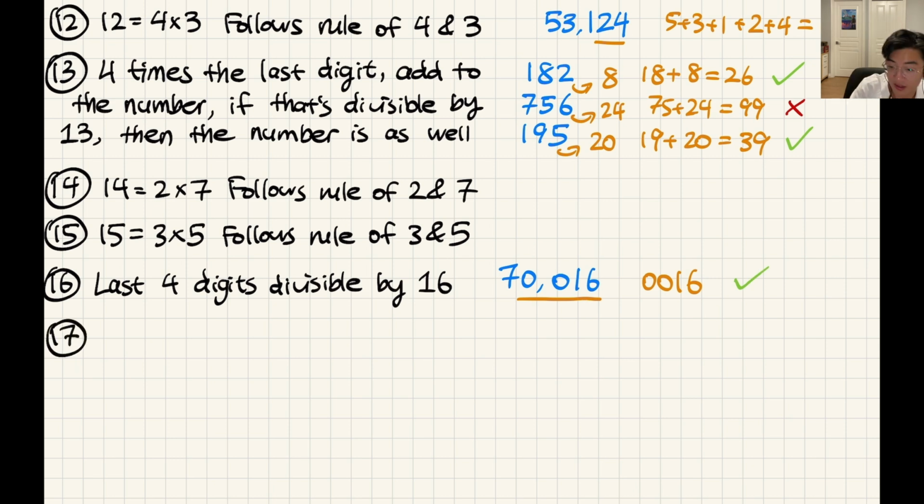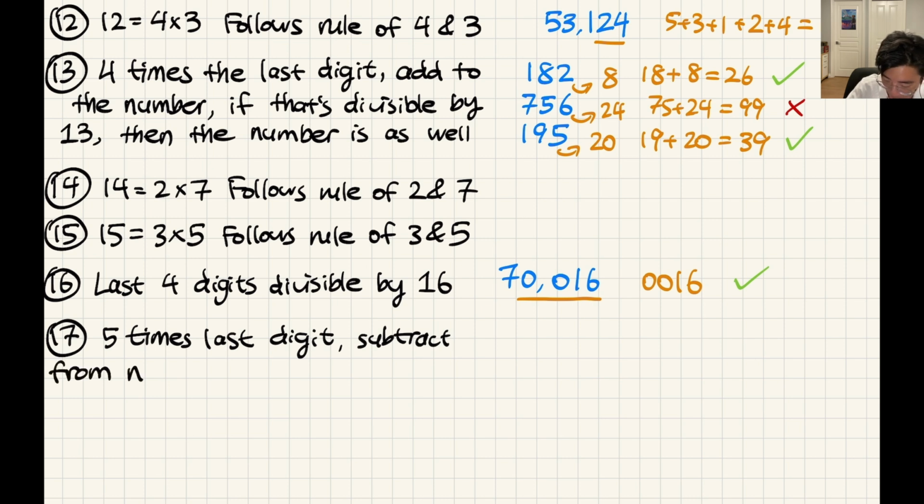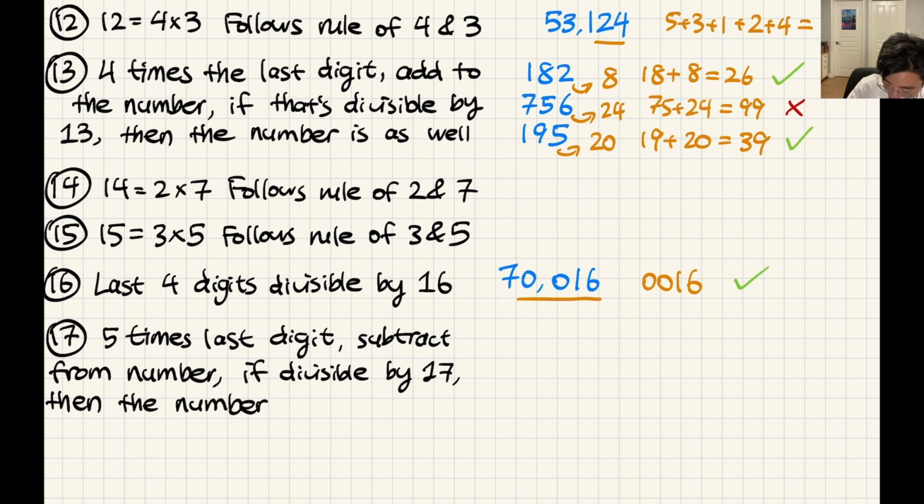Alright, 17. The weird rule again, where instead of 4 times, we got 5 times. So 5 times the last digit. We subtract this time. Confusing for some reason. Subtract it from the number. If that's divisible by 17, then the number is as well.